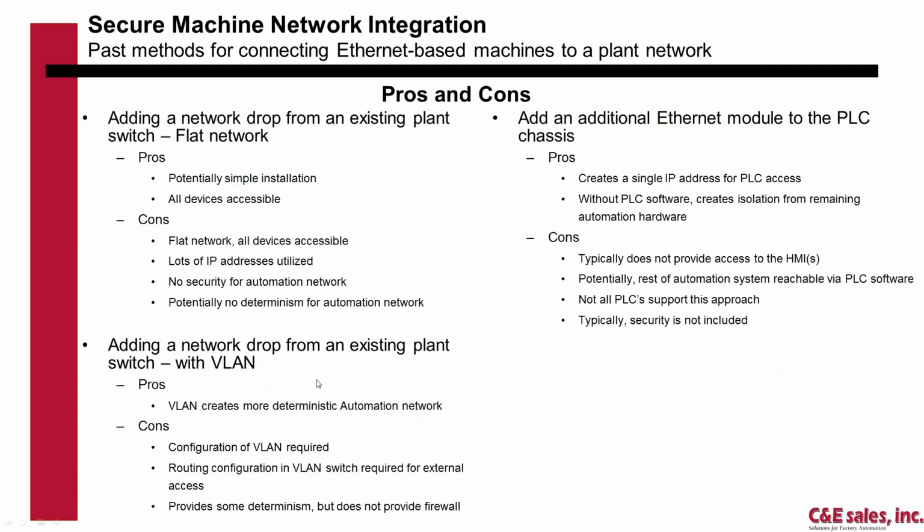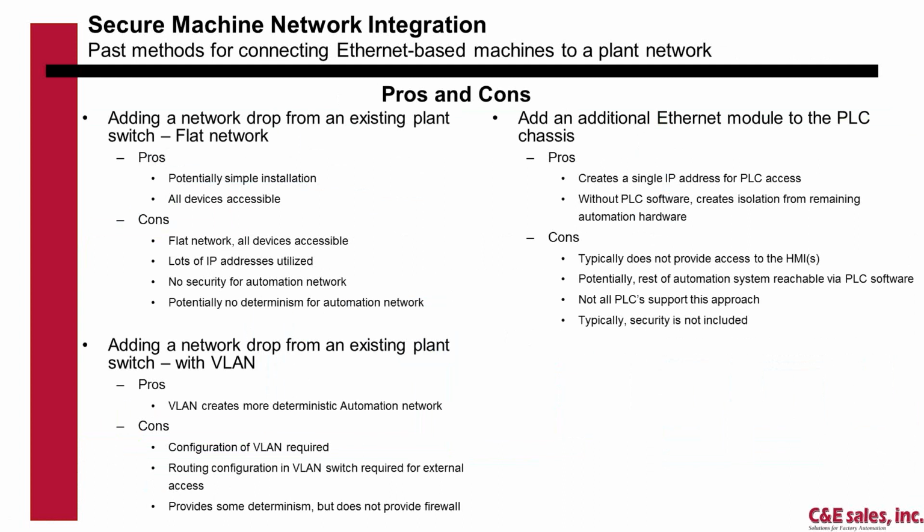So the next approach was adding a VLAN. That mitigates some of that. The VLAN does create a more deterministic automation network. The con is that the configuration of the VLAN is required, and that's typically done by someone in IT. So it makes it a little more difficult for the automation professional to have control of how his machines are going to communicate and how he's going to communicate with the machines.